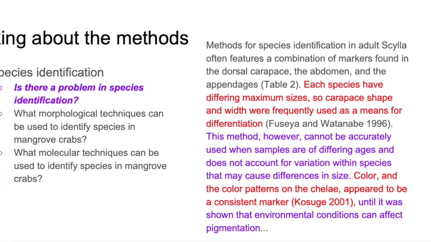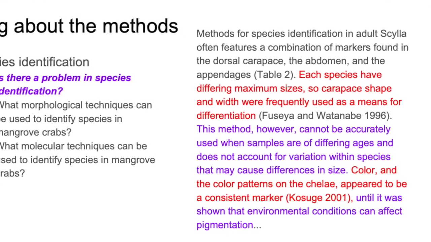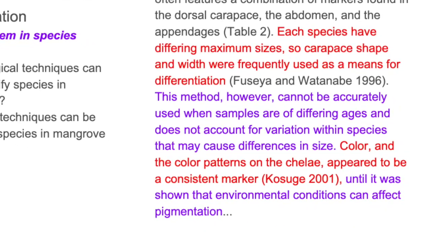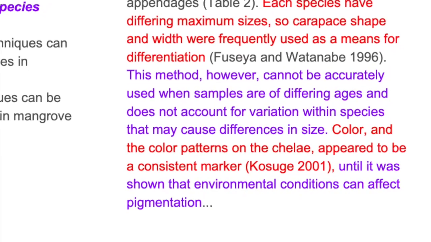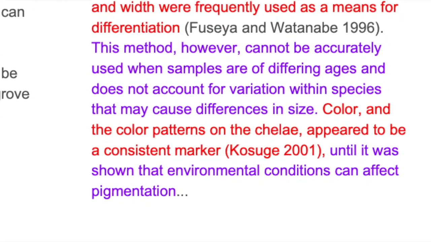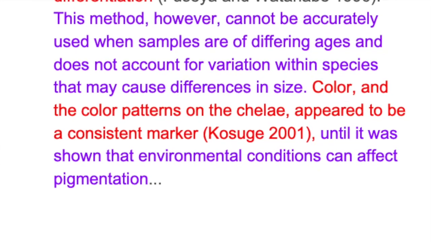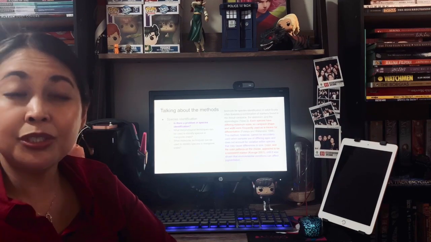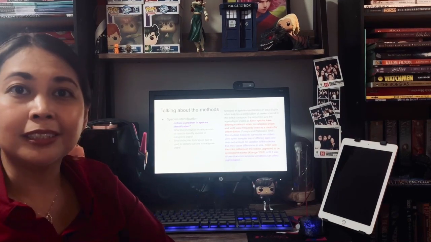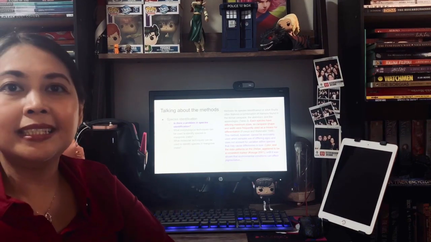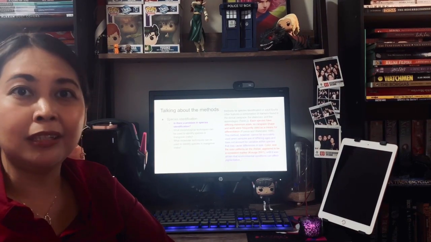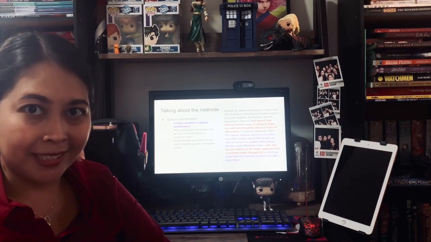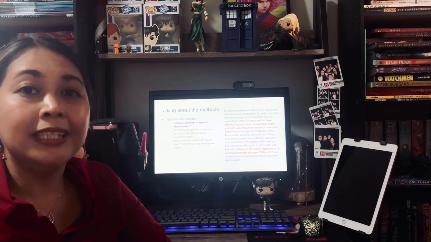But then again, you go through more papers, and this time I saw that color and color patterns on the legs of the crab appeared to be a consistent marker. However, because of climate change and the warming of waters, it can actually affect the color of the carapace, and thus it's no longer as consistent as it was before. So, through my exhaustive search of the literature, I finally found my answer, which is yes, there are existing morphological markers for species identification, but there's still a problem because they are not very consistent. So there is still a gap in the knowledge that I can actually fill.